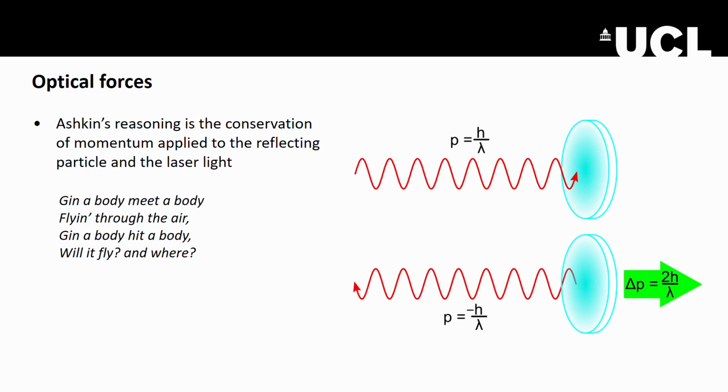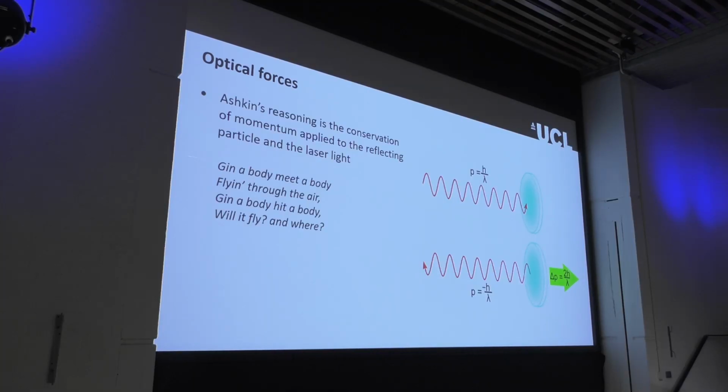Ashkin's reasoning behind this is simply something that we learn as physicists. One of the very first things we learn when we start to study physics is conservation of momentum. Maxwell told us that light carries momentum. So imagine we have a wave, it has a momentum, call it P here, which is actually Planck's constant h divided by the wavelength. And it's reflected from this small mirror, and so it bounces off the mirror and goes back the opposite way. The direction of its momentum has been changed.